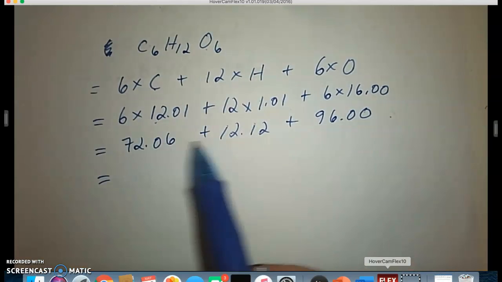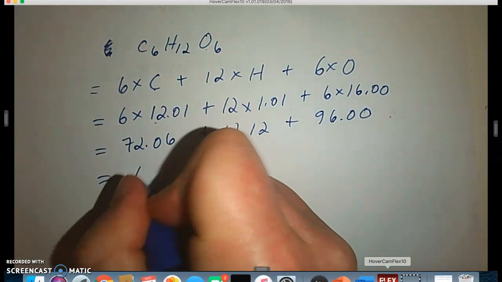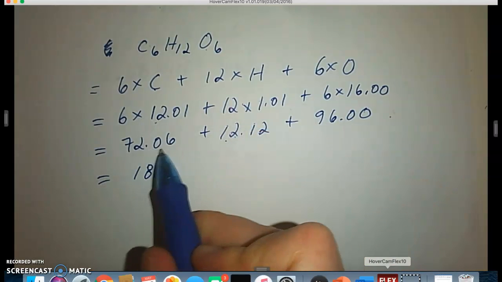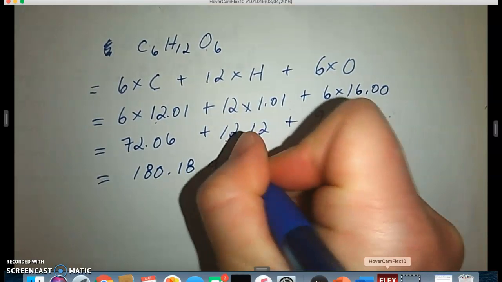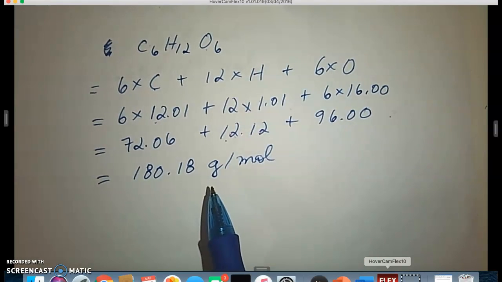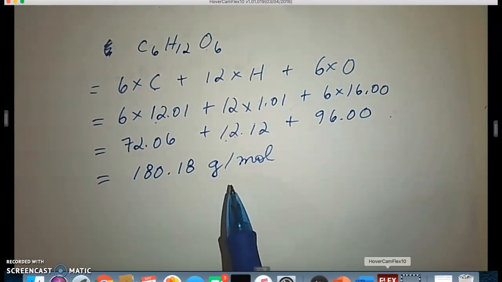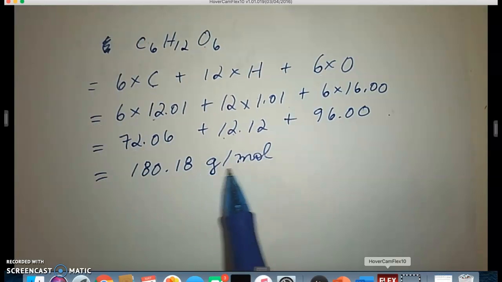If I add all of these together, so this is 84 plus 96 is 180, and then 0.06 plus 0.12 is 0.18, so 180.18 grams per mole, okay? And the only major difference between what I asked you to do when you originally were doing molar mass and what I'm asking you to do today is just to include this unit, grams per mole, on your answers, okay?